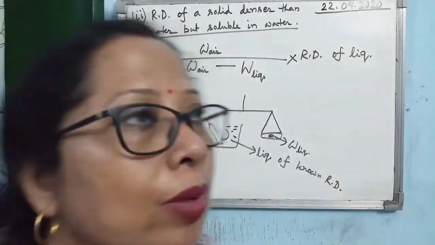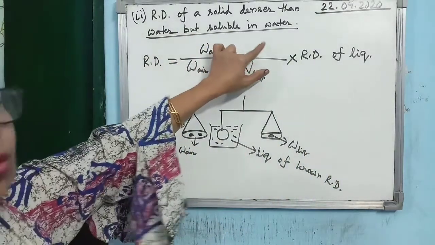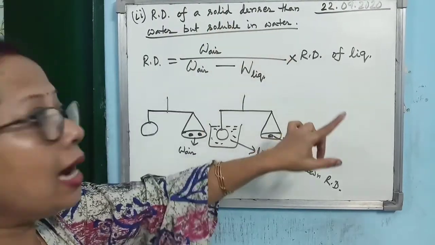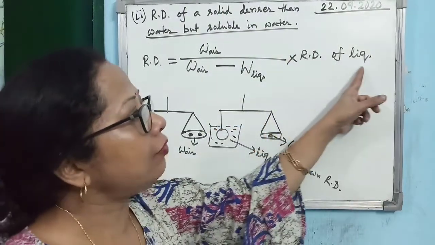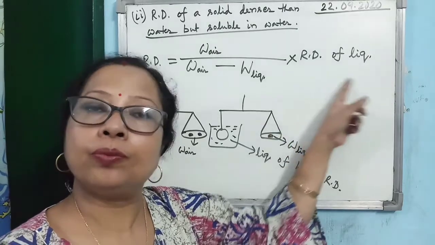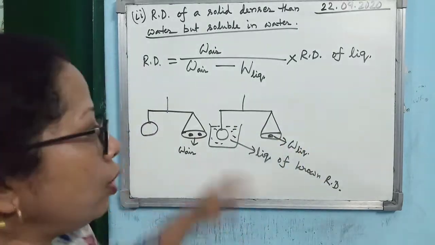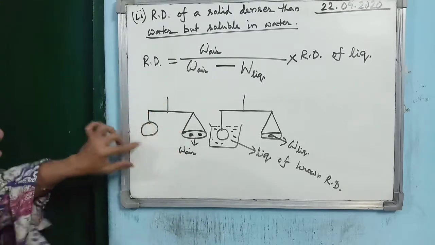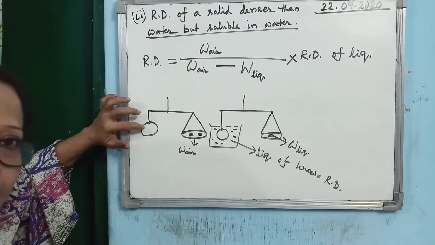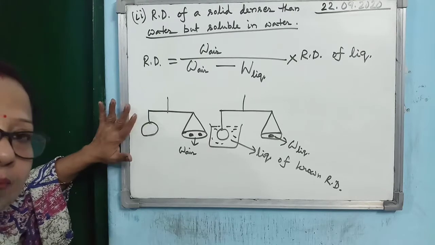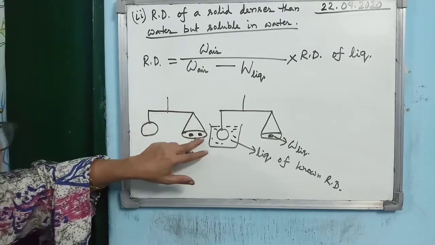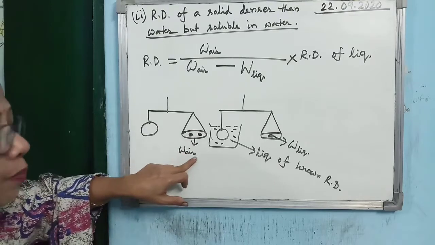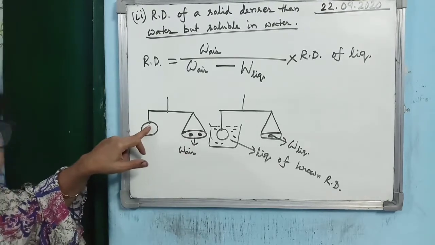That's why, in that case, instead of water, we take a liquid whose relative density is known to you, and then we perform the experiment this way. First of all, we suspend the solid in air, removing the left scale pan and putting some weight on the right scale pan so that it gets balanced. Then find out W air, the weight of the body in air.